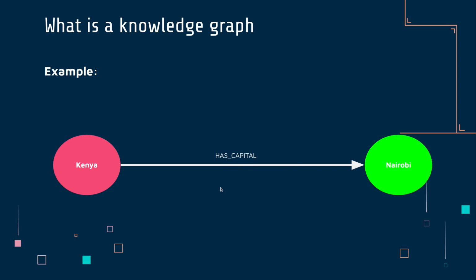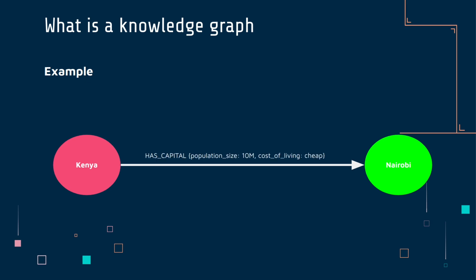So if I provide this to a computer and ask it, hey, what's the capital of Kenya? Looking at this knowledge graph, the algorithm can go ahead and answer this question. Since Kenya has a relationship with another node called Nairobi, and the relationship is has capital, Kenya has a capital called Nairobi. So you can say the capital city of Kenya is Nairobi, just through this graph. Just a simple example of a node, edges, and another node being connected.